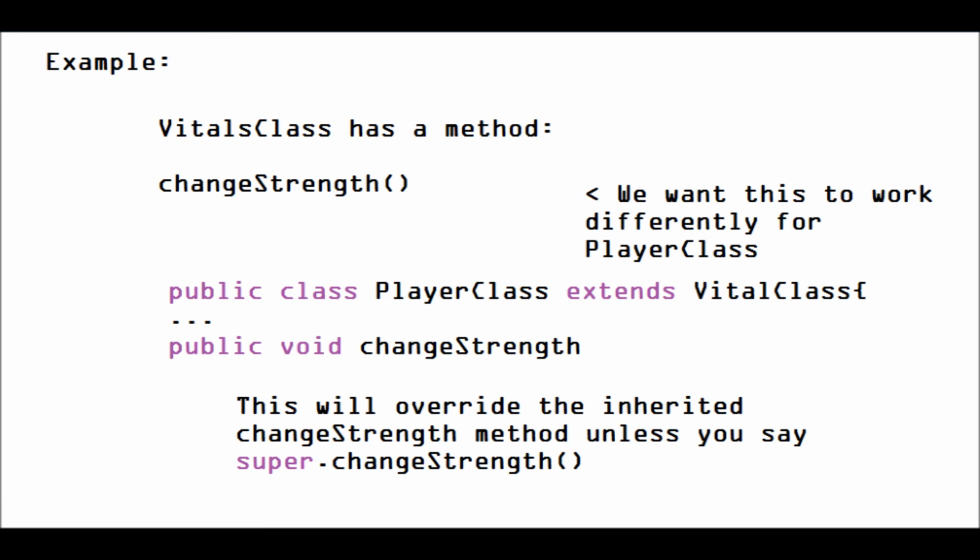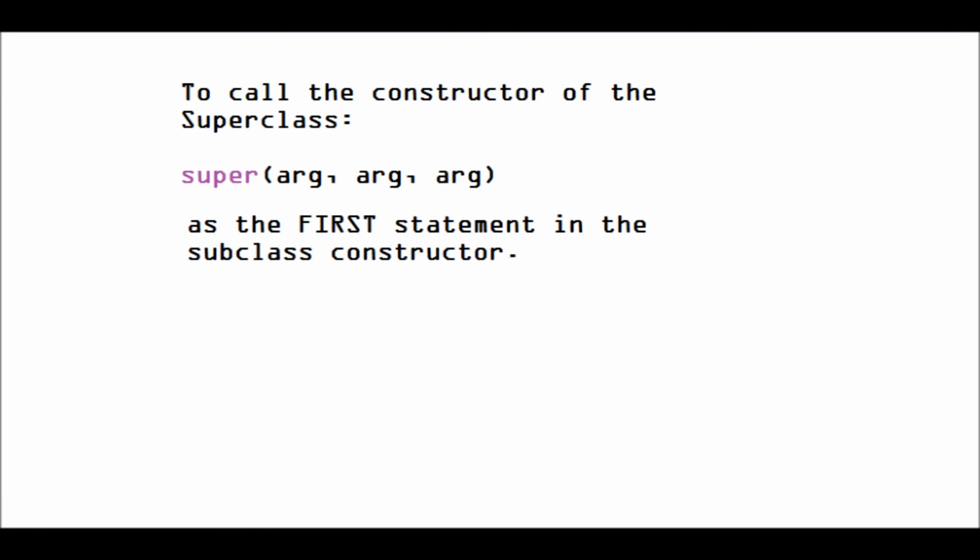Alright, now what happens if you want to call the constructor of the superclass in the constructor of the subclass? Well, all you have to do is, when you're making the constructor for the subclass, let's say we're making the constructor for player class, then the first statement in the constructor will have to be the superclass constructor. So it needs to be the first thing in the subclass constructor. I definitely need an example here.